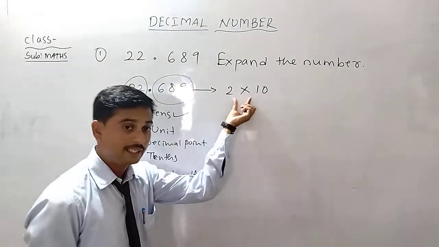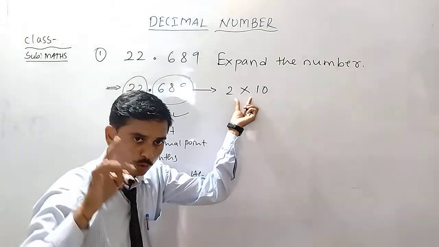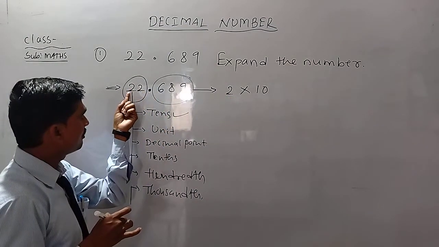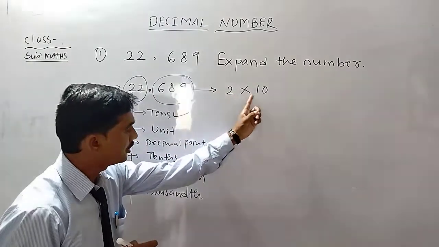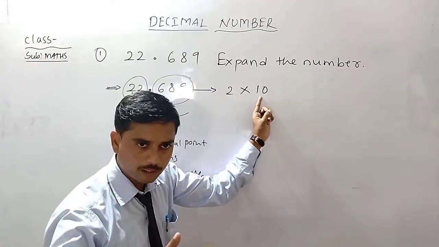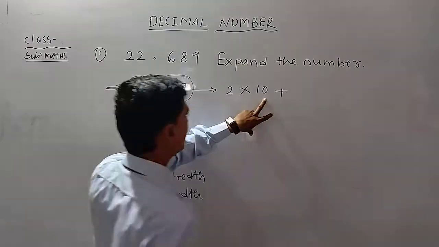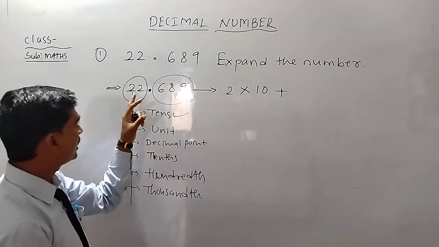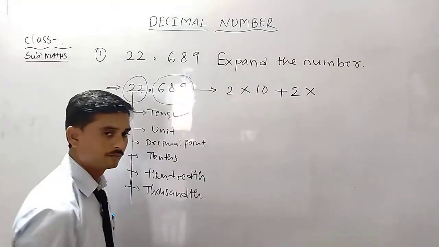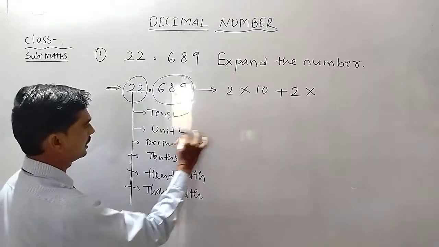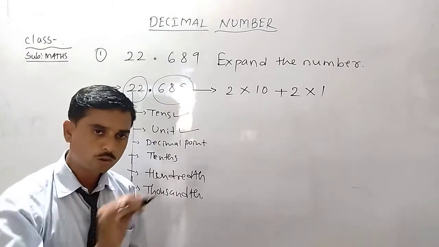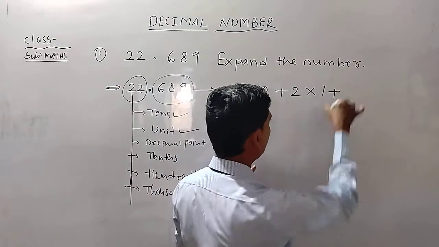This is the expanding method, how to expand the numbers. It is the highest place number 2. I wrote here 2, and the 2 has which place? Sir, tens place. That's why I wrote here 10. One number is completed, so you should mark a plus symbol. Then come to the next number, which is 2 only. 2 multiplication, 2 has which place? Unit place, so the place value is 1. Then the second number is also completed, so keep a plus symbol.